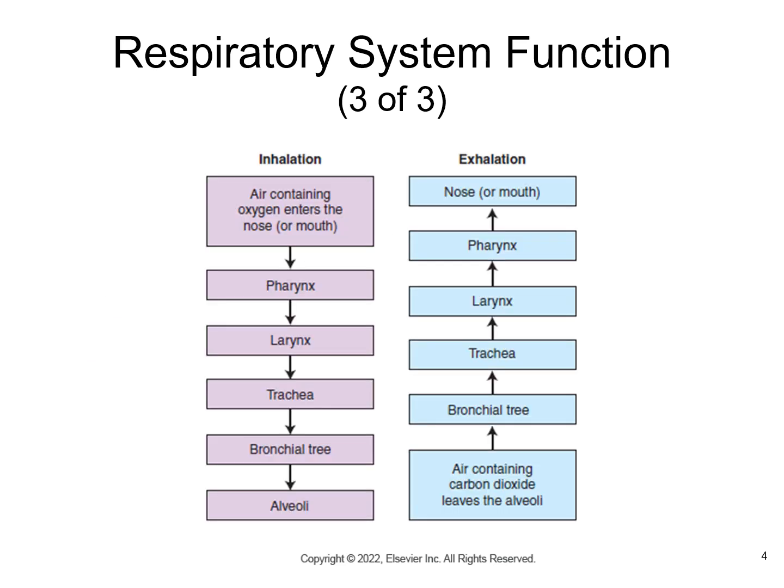The respiratory system has multiple parts, including the upper respiratory system and the lower respiratory system. So this chart is showing you the airflow between all of the different pieces of the system. So when you inhale, air containing oxygen enters the nose and mouth, moves down through the pharynx, then through the larynx, through the trachea, through the bronchial tree, and into the alveoli. The alveoli is where gas exchange actually takes place.